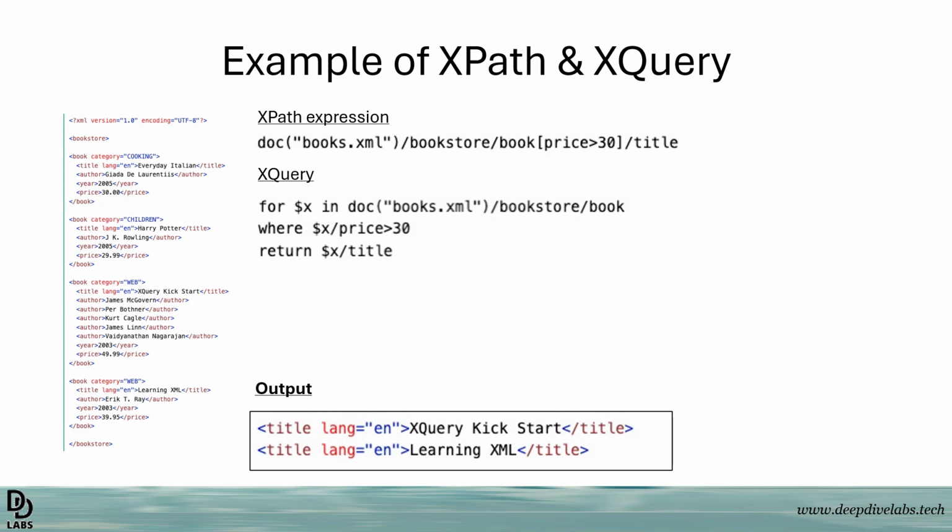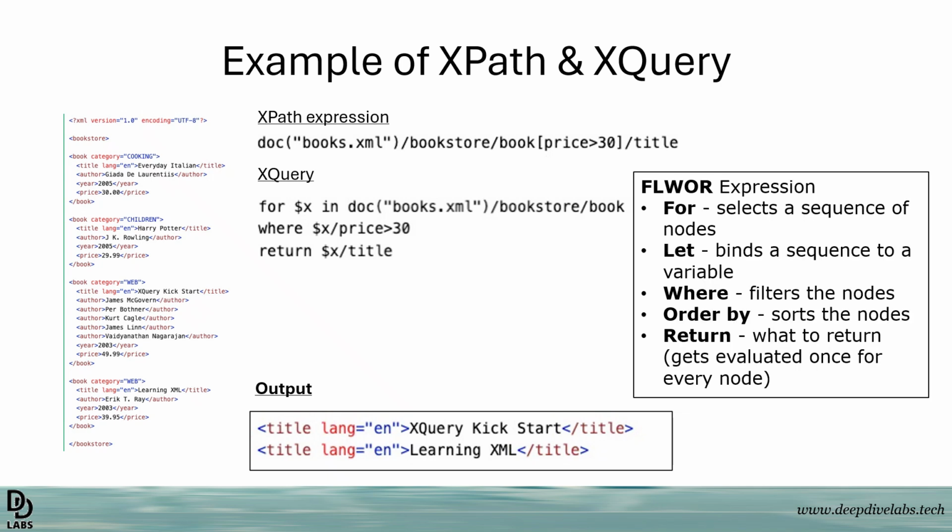So for XQuery, you are using the FLWOR expression, right? You are using for, which selects the sequence of nodes. Of course, we are not using let here. Where is the condition we are writing. You can see that it resembles a SQL query, right? So where, and then here we are not doing order by, and returning whichever attribute you want, right?